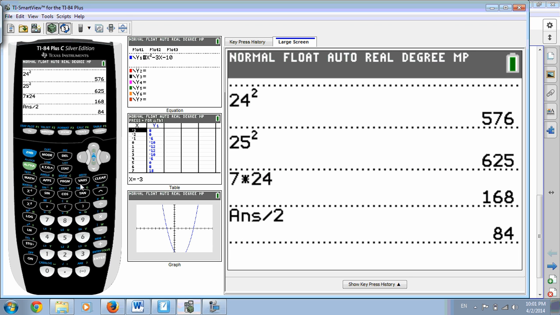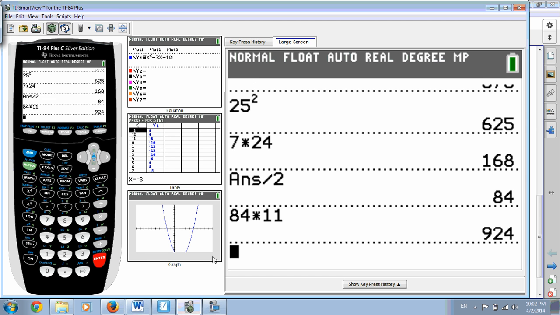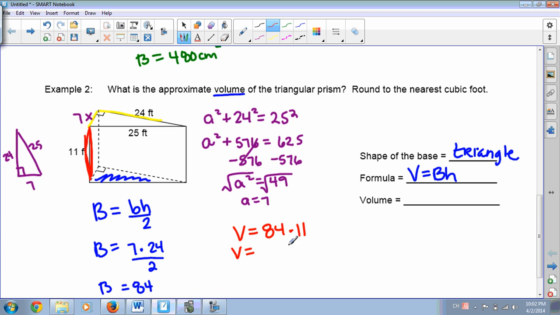So 84 times 11 is 924. So the volume of, I hope I did this right, the volume of our triangular prism is 924 feet cubed.